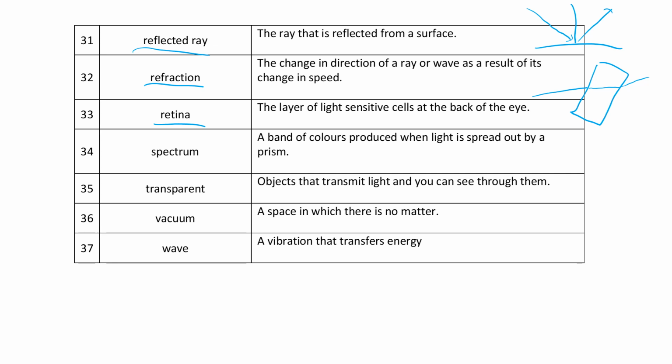A band of colours produced when light is spread out by the prism, red, orange, yellow, green, blue, indigo, violet, white light split up, spectrum. Objects that transmit light and you can see through them is transparent, like a glass window. A space where there is no matter is a vacuum. A vibration that transfers energy, or longitudinal, is a wave.